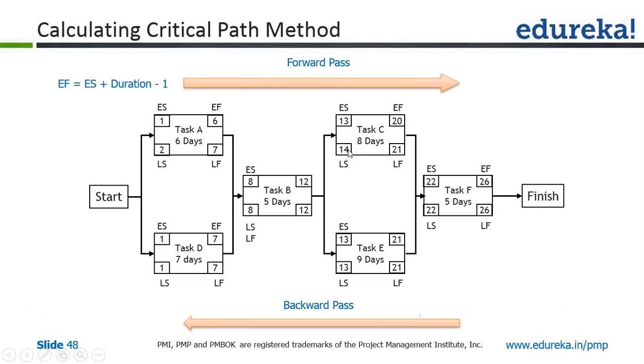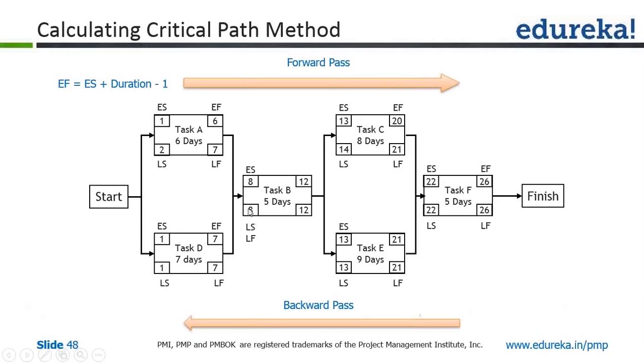C has no issues, but E has to start on 13. So task B must get over on day 12. If it goes beyond day 12, then this task will be delayed. So B has to get over on day 12, and to get over on day 12, latest by which it must start is day 8.